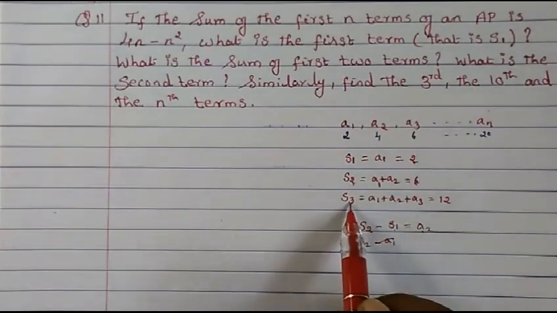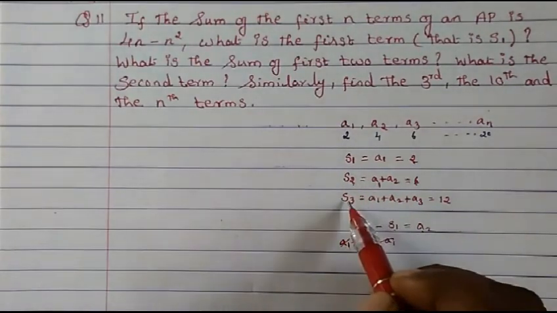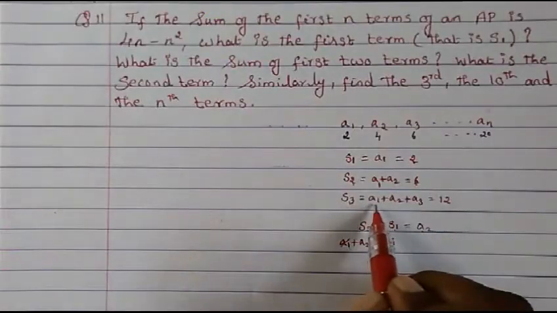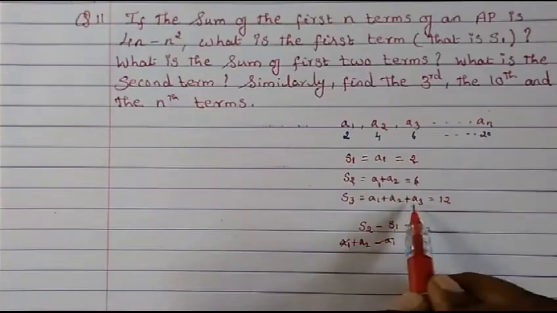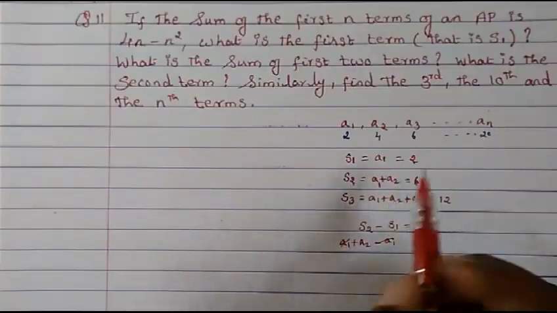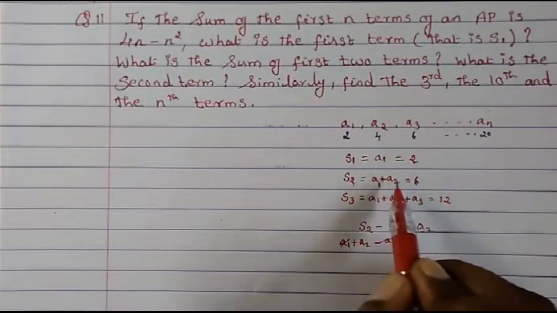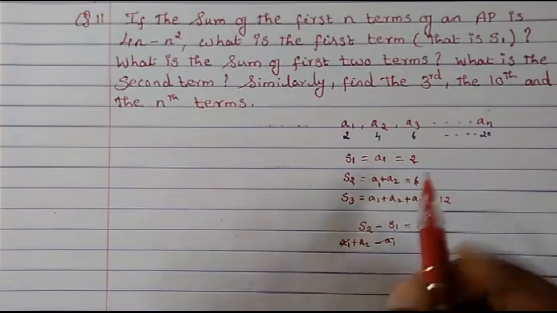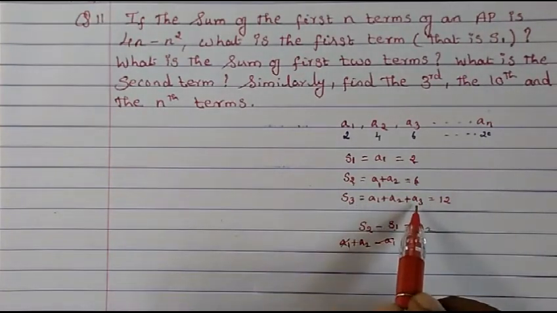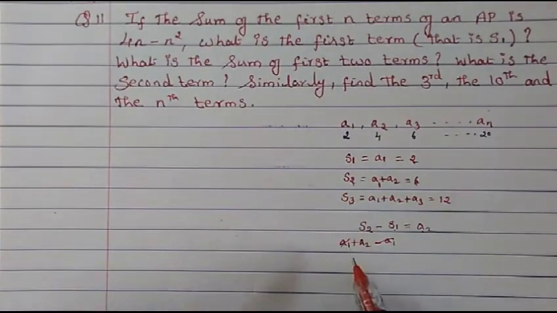Same way, from S3, if I minus S2: S3 is A1 plus A2 plus A3. In that, if you minus S2, A1 and A2 will get cancelled because they become minus, right? Because we are minusing from here. That means A1 will get cancelled, A2 will get cancelled. Then I'll get A3. So to get A3, I will write S3 minus S2.